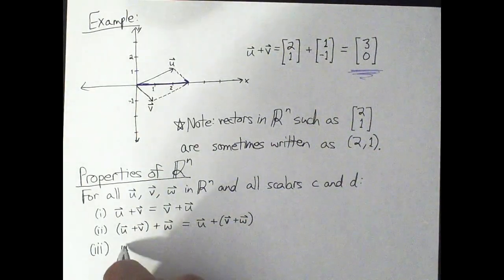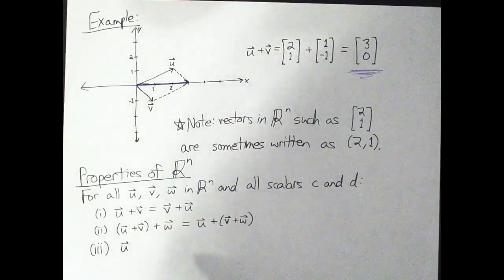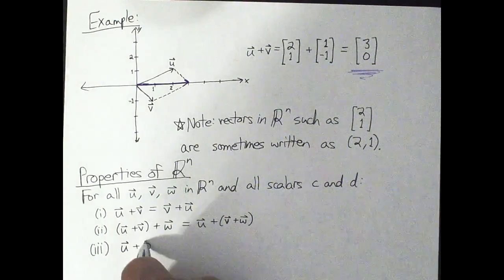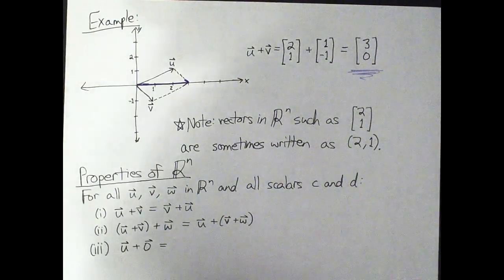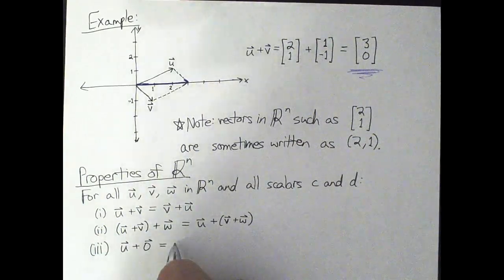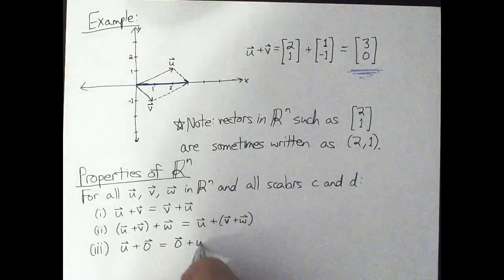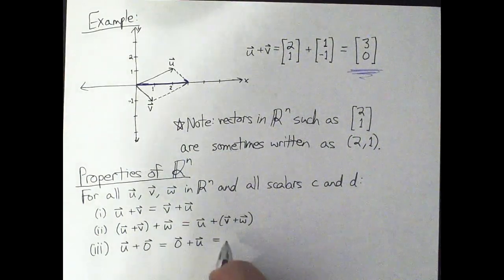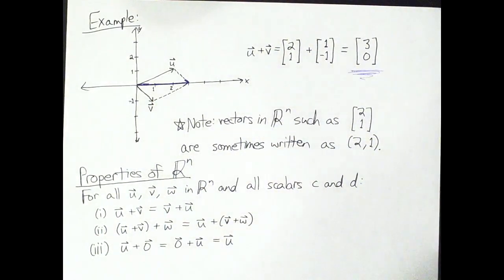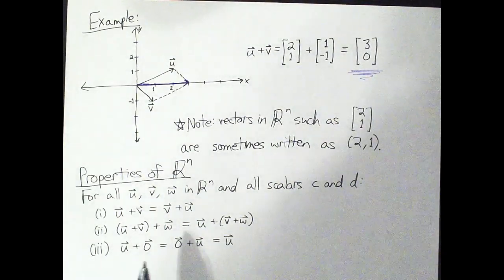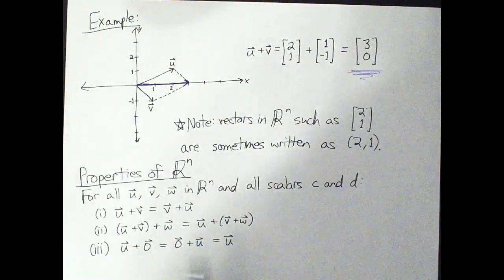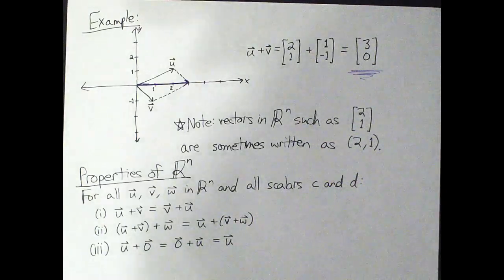How about this? The general vector u plus the 0 vector equals, I'm going to say this equals two things. First of all, it equals this, and that they both equal this. I probably could have left out that middle part. But yes, when you add the 0 vector to u, you just get u. It doesn't change the vector.